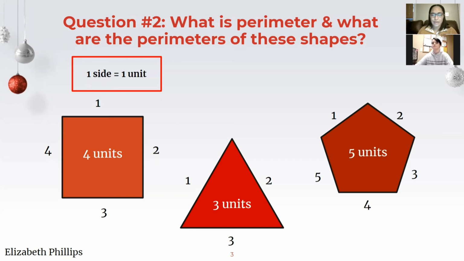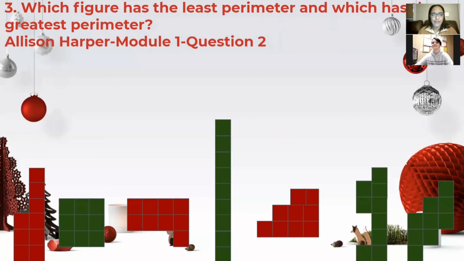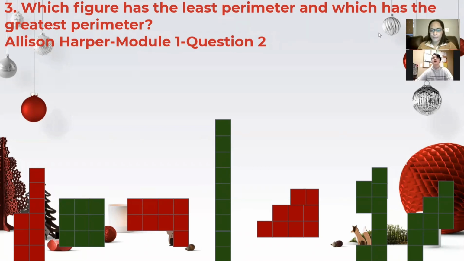Great, thank you, Elizabeth. That was very easy to follow and understand. Thank you. So Allison, which figure has the least perimeter and which has the greatest perimeter? Okay, so Elizabeth just explained perimeter to us, so that makes this problem a little bit easier. So we're going to go ahead and count up all of our sides for our shapes.